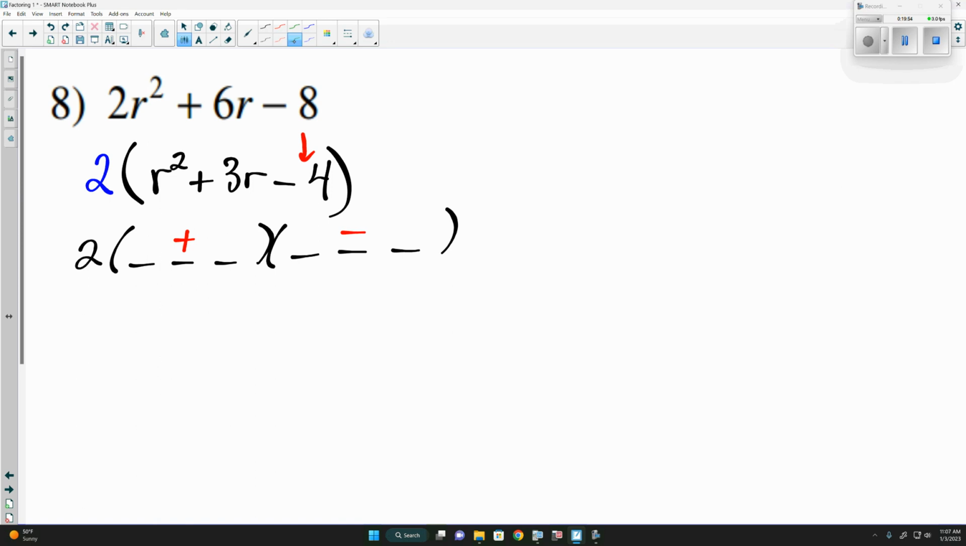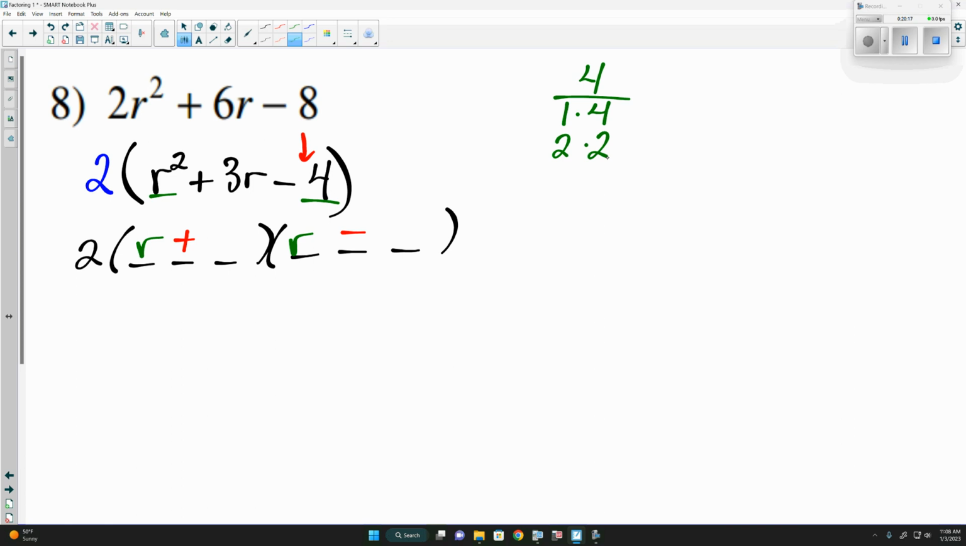Now we need to find the factors of the first and third terms, factors of r squared and 4. Well, the only factors of r squared are r and r. Now the factors of 4 are 1 and 4 or 2 and 2.